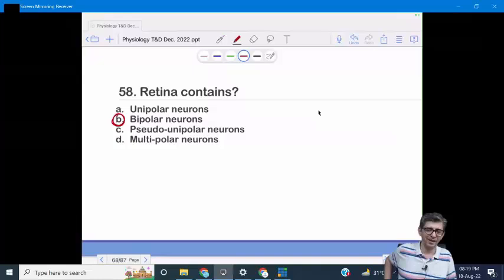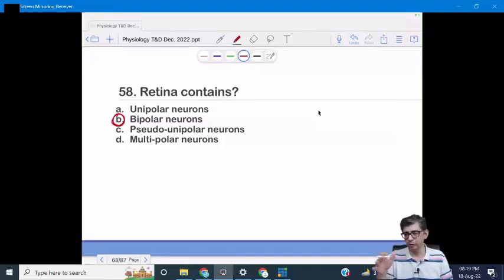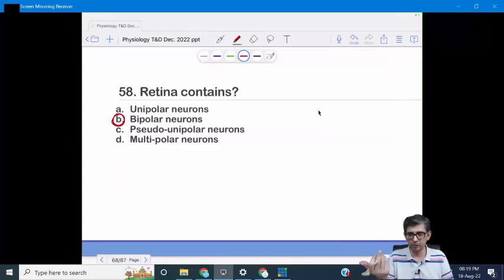For communication, I mean the input and the output. Output would be to the optic nerve and input would be whatever you are seeing. So bipolar neurons would be found in the retina.